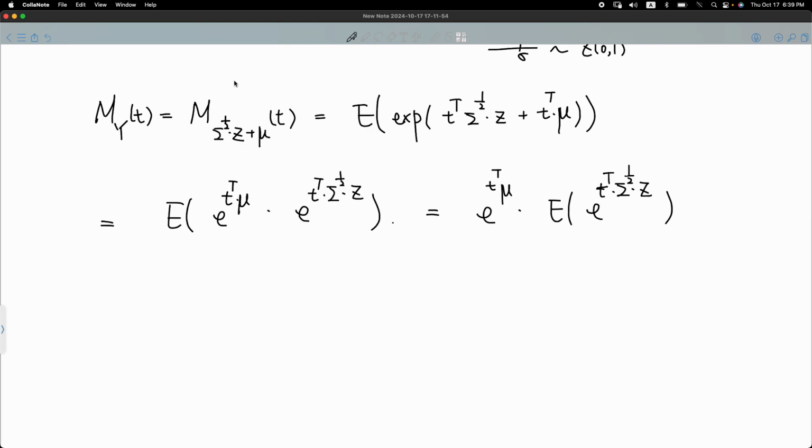Now I'm going to call t star my t transpose sigma 1/2. Again, t is n by 1, but taking the transpose, you have 1 by n. This is an n by n, so you should also get an n by 1 vector. So t star is also an n by 1 column vector.